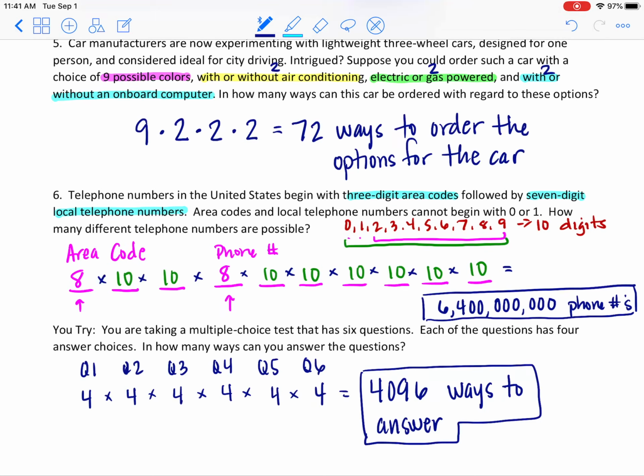Just make sure you're careful, and if you're not sure about what exactly you're multiplying, try highlighting out those options, or try like I did in 6 and 7, writing out a spot for each of the things you're choosing from and how many options you have for each of those choices. Okay? You have some practice that can help you.